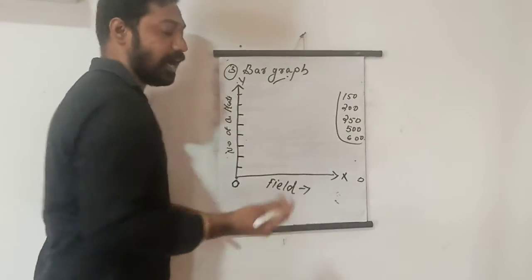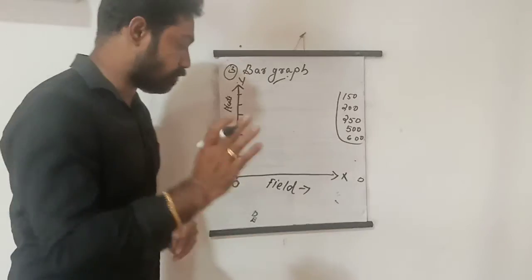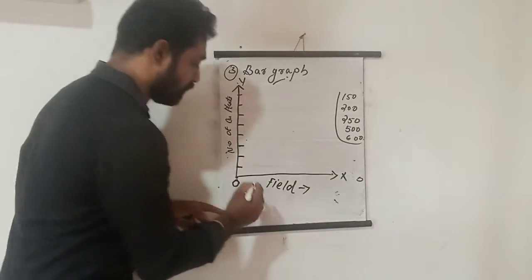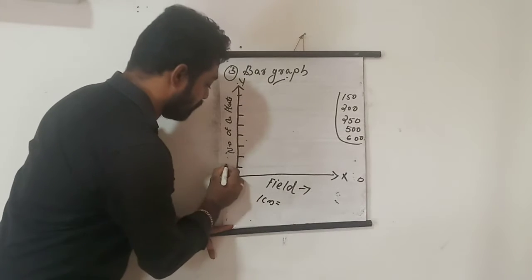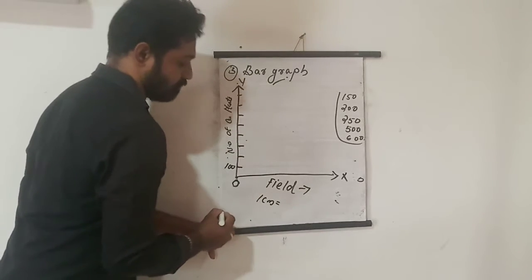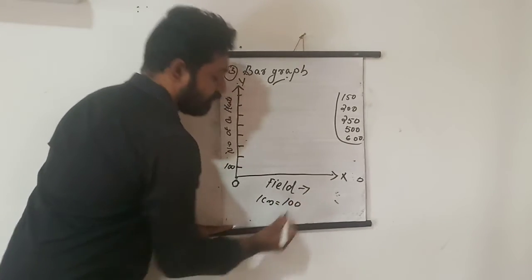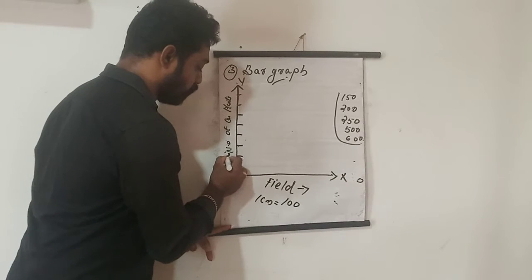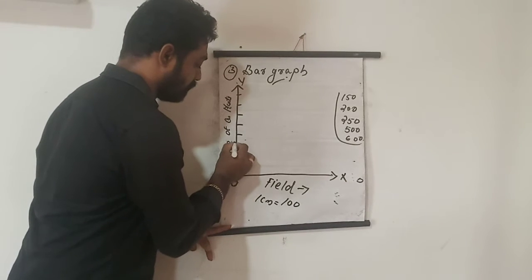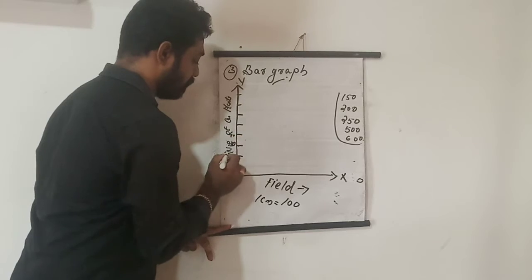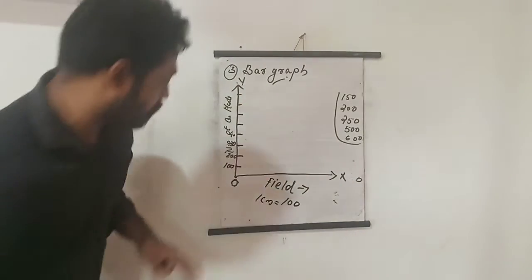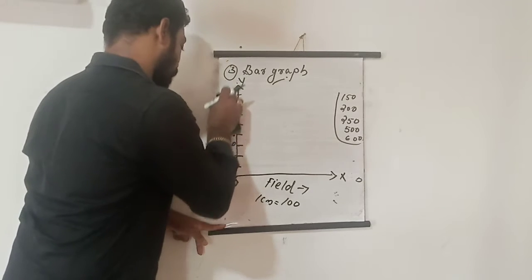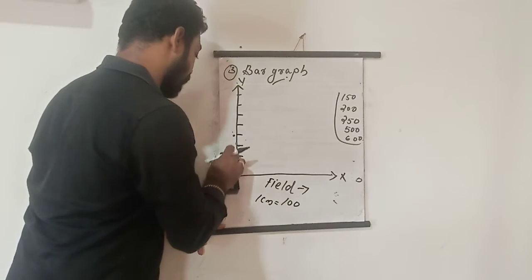Like the pictograph, we have to make a key for this one. For example, the key is 1 centimeter is 100 cabbage plants. So 2 centimeters is 200, this is 300 and 400, 500, 600, like that it goes. Understand? So this is the number of cabbage plants that we have to represent there.